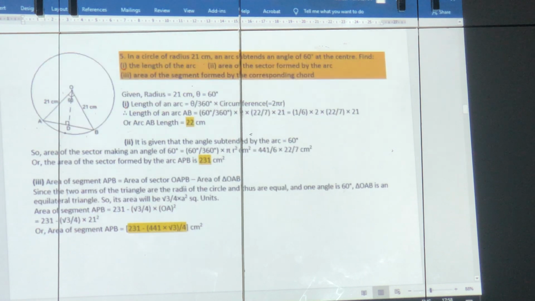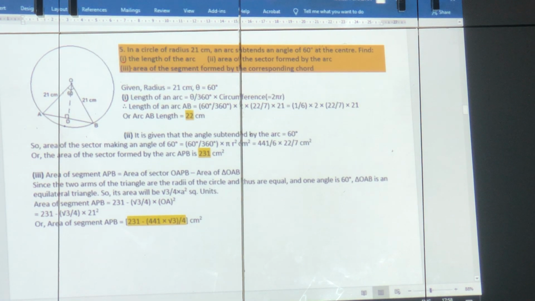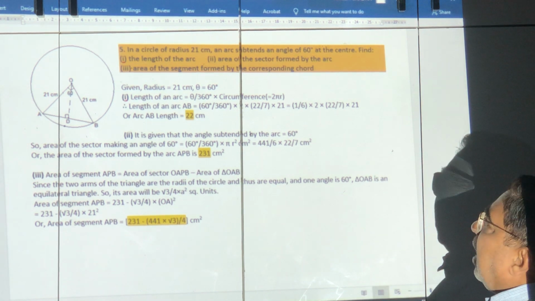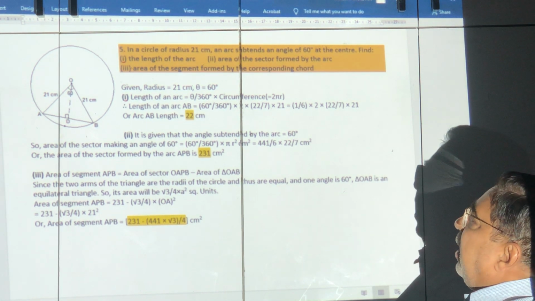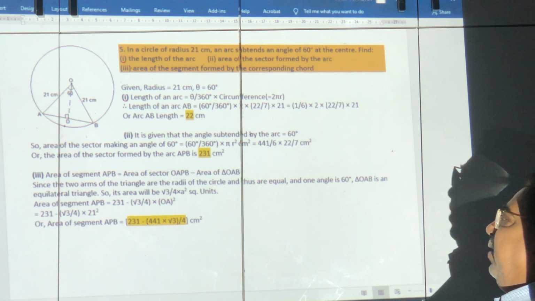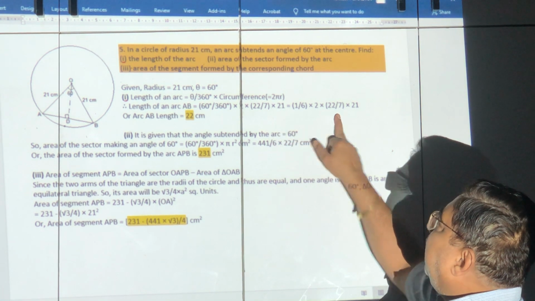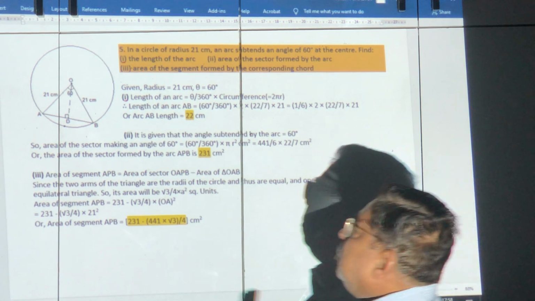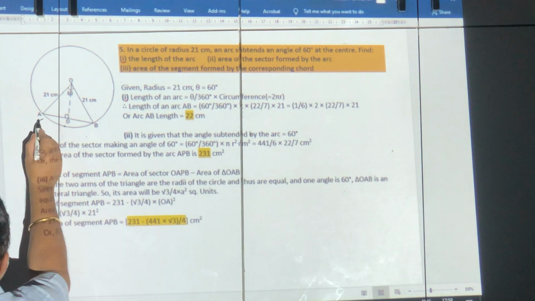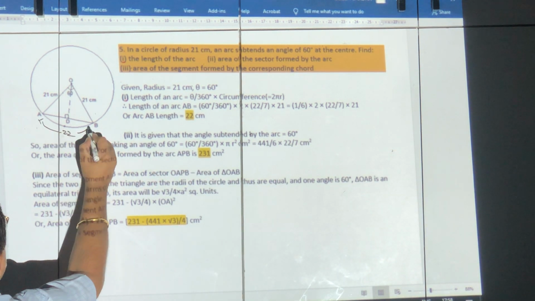Let's look at sum number 5. Here, radius is 21 and angle is 60 degrees. Find the length of the arc. My friends, I told you, part upon the whole, theta upon 360 into length of the circle, that is the circumference. So, I will get 22. This part is 22.